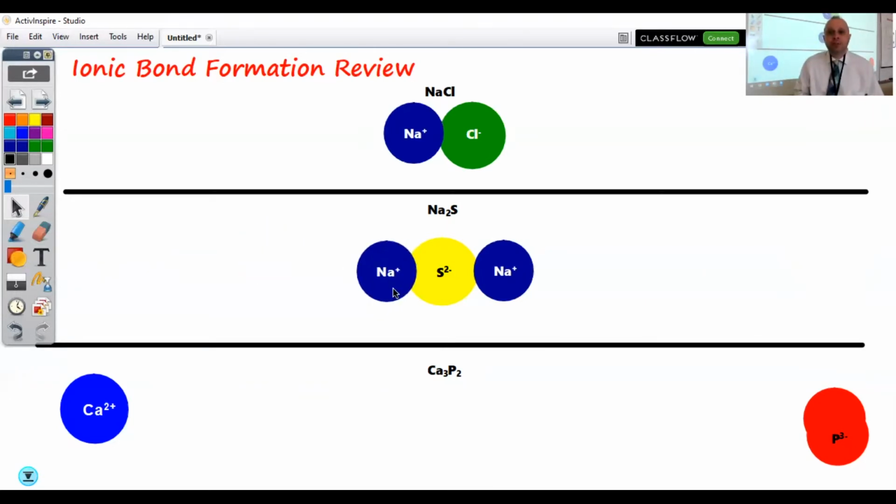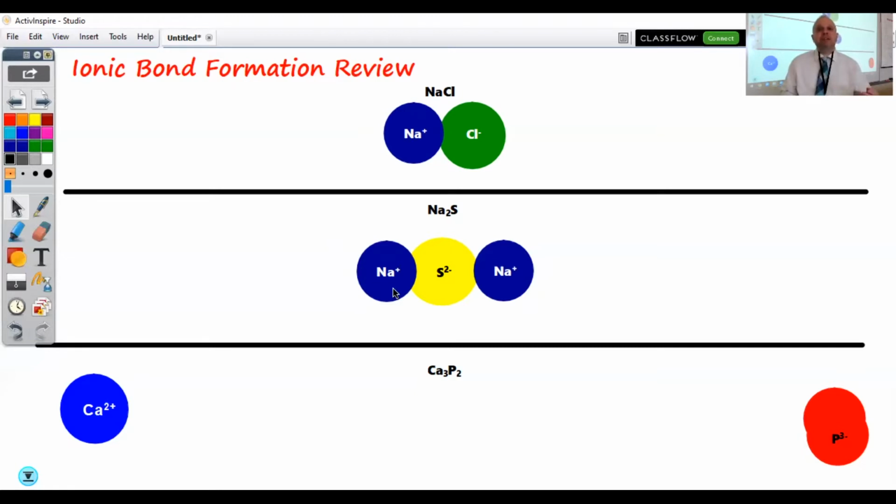In some cases, you may need to find what's called the least common multiple in order to get the charges to balance out. So in the case of our third example, calcium phosphide, we have calcium ions, which are in group 2 holding a positive 2 charge, and phosphide ions, which are in group 15 and have a negative 3 charge. In order to get these to balance out, we need to find the least common multiple. The least common multiple of 2 and 3 is 6.